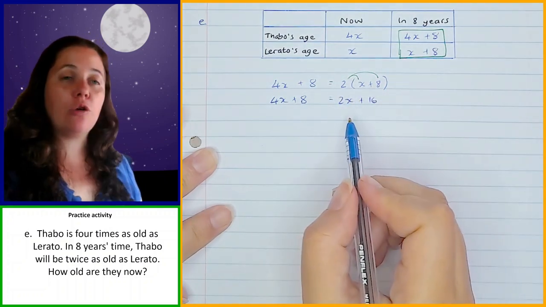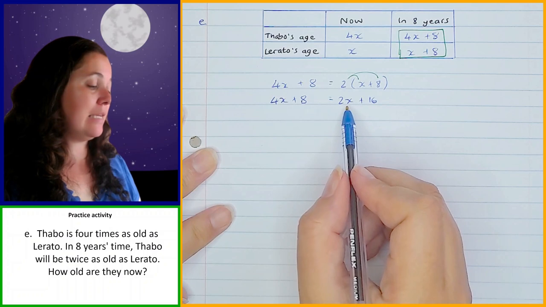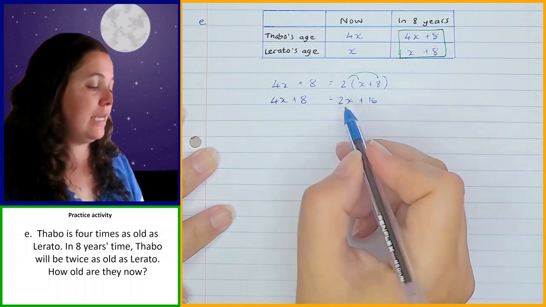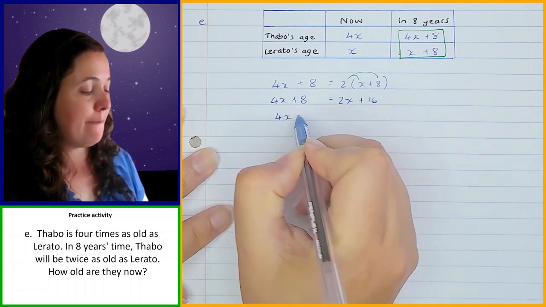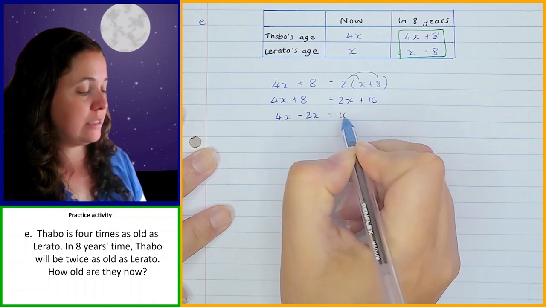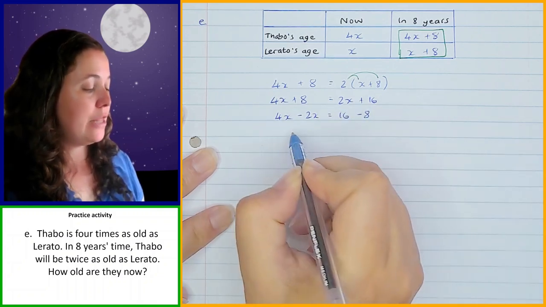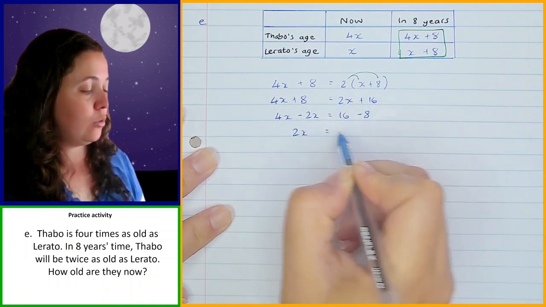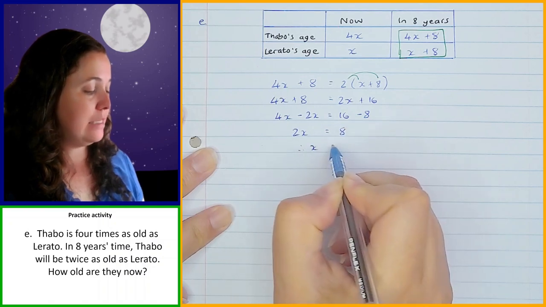And now I'm going to solve. I need to get the x's to one side and the numbers to the other side. So that gives me 4x minus 2x equals 16 minus 8. This is 2x equals 8. So therefore x is equal to 4.